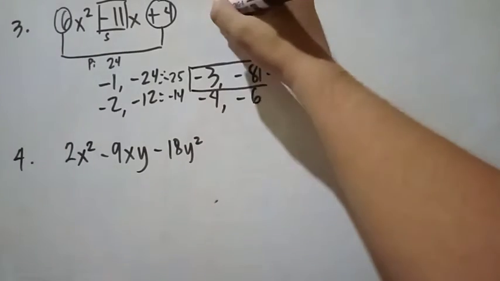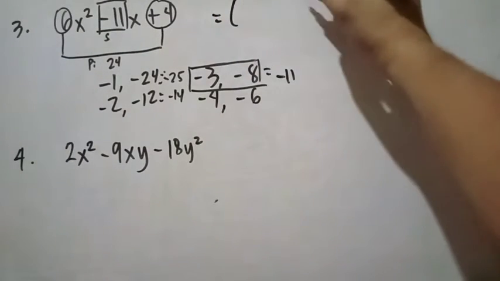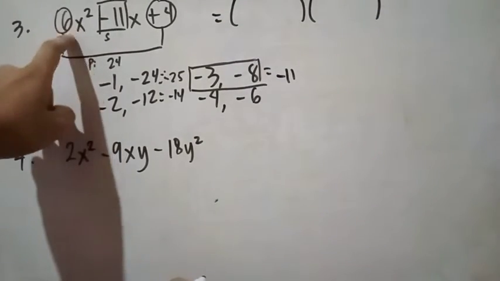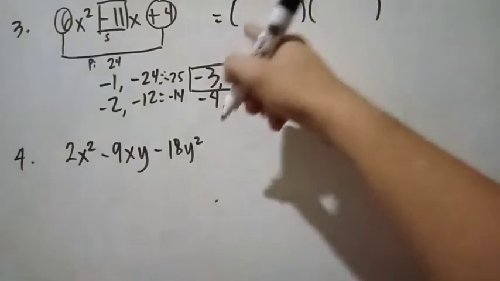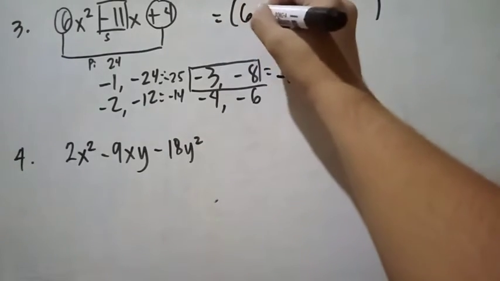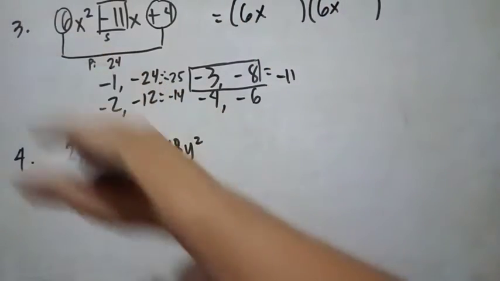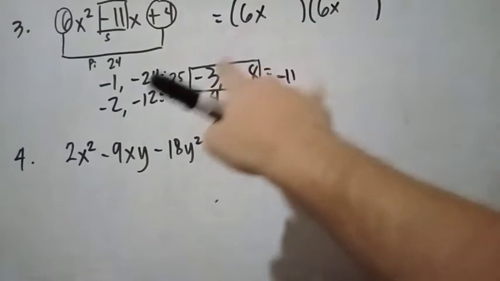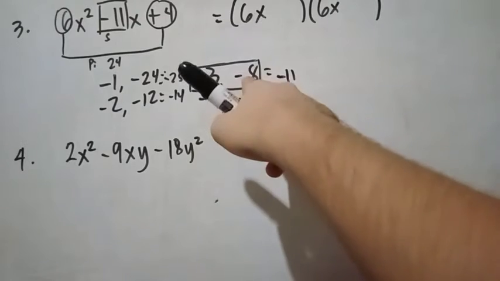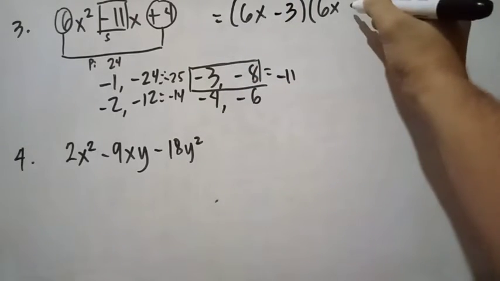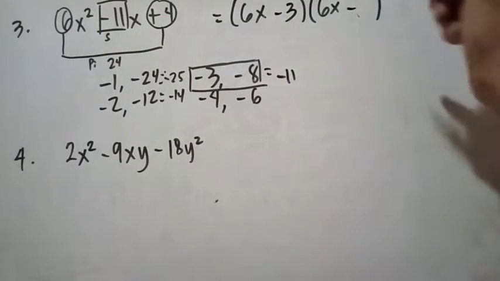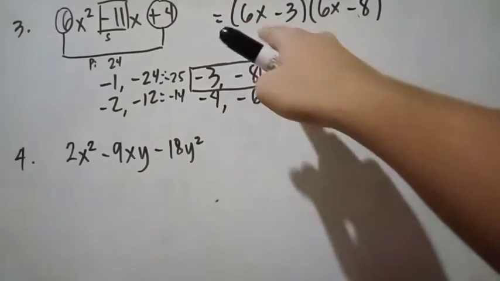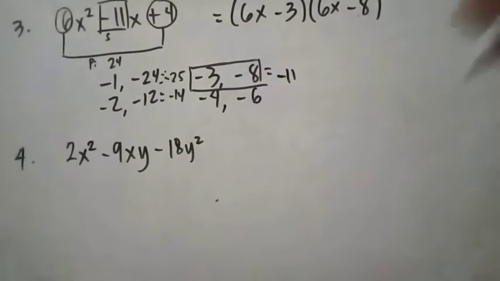And then, sulat natin dalawang binomial factors, kung saan yung first term ay nakabase dito. In this case, yung first terms ay dapat 6x, because 6 is the leading coefficient. And then yung last terms ng binomial ay negative 3 at saka negative 8. Galing sila dito. Hindi pa tayo tapos kasi i-divide pa natin yung bawat binomial sa kanilang common factors.